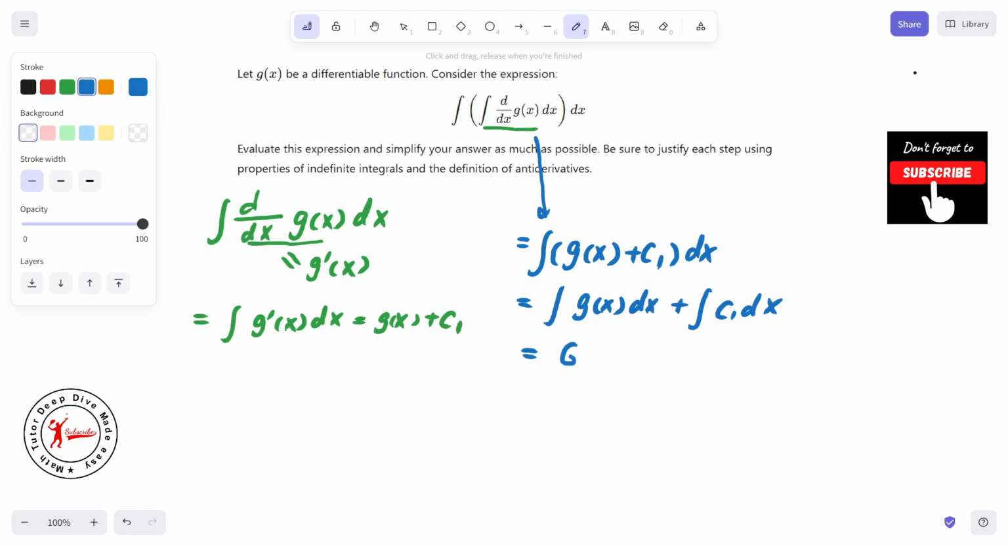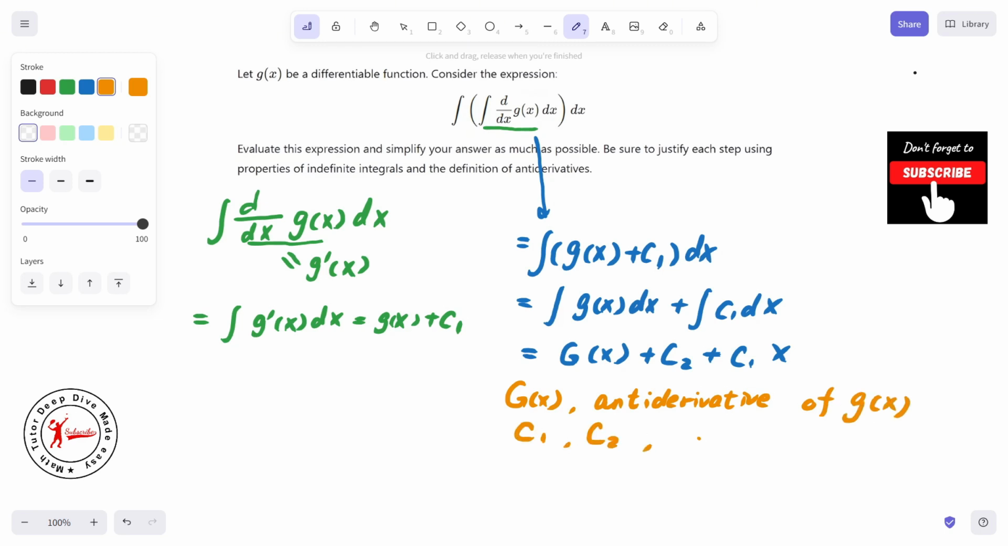First, we take the integral of g of x with respect to x. That gives us an antiderivative of g of x. Let's call that capital G of x. Then, we take the integral of c1, a constant, with respect to x. That becomes c1 times x. Finally, because we did an indefinite integral again, we add another constant, which we'll call c2.